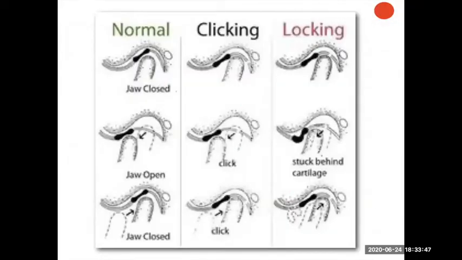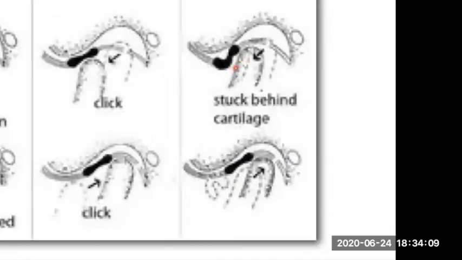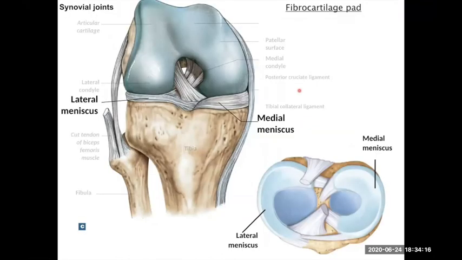Here's some conditions known with that. If it gets stuck a little bit as your jaw moves forward, sometimes it gets stuck there, and then when your condylar process moves back, it creates a little clicking noise right here. The other problem here is sometimes this gets stuck right over here, and then your jaw actually gets stuck behind the cartilage right over here. That's lockjaw. So those are fibrocartilage pads.